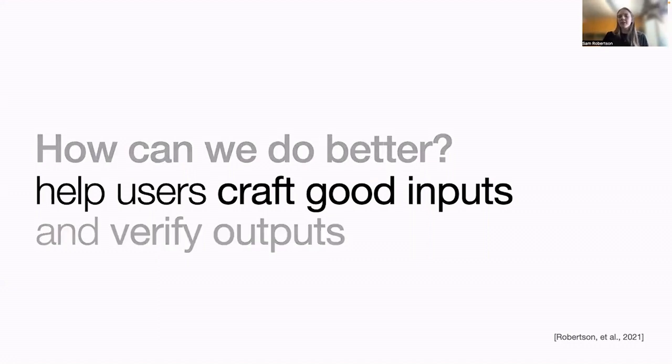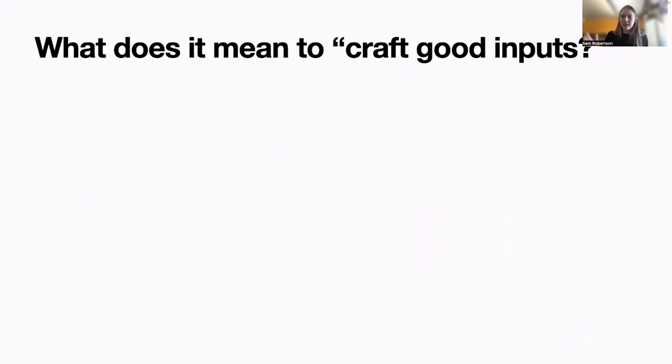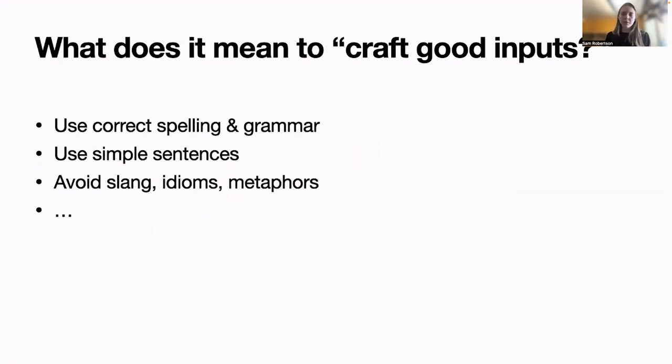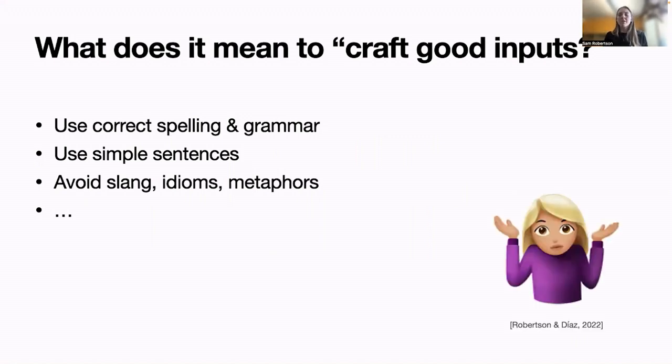And first, let's start with crafting good inputs. What does it mean to craft a good input? In the context of machine translation, you might think, well, maybe we should use correct spelling and grammar. Maybe we should use simple sentences, avoid slang, idioms, and metaphors. And you could think about a lot of different rules that we could come up with like this. And I've actually seen in my prior research that people do have theories like this about machine translation models specifically. So they'll tell you that they're trying to use correct spelling and grammar, they're trying to avoid metaphors.